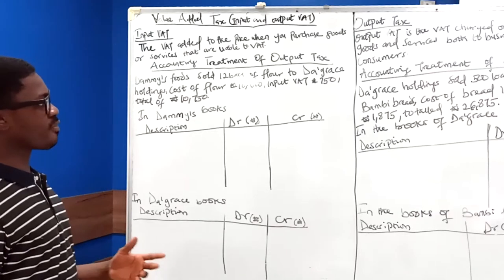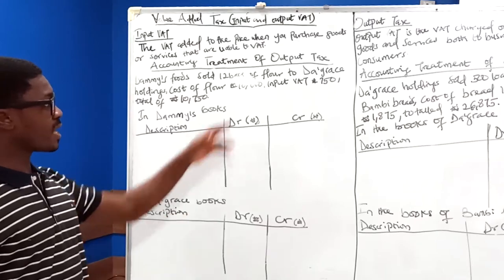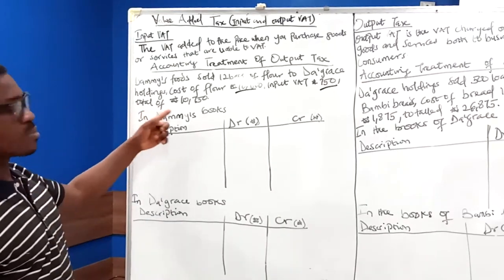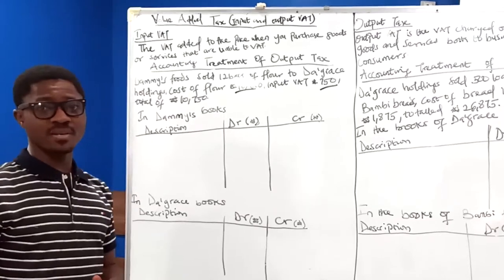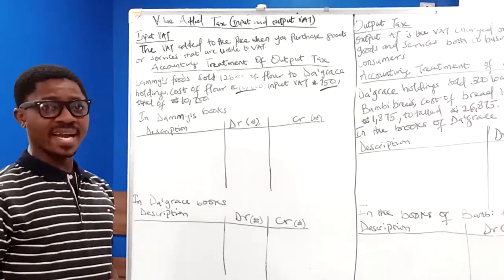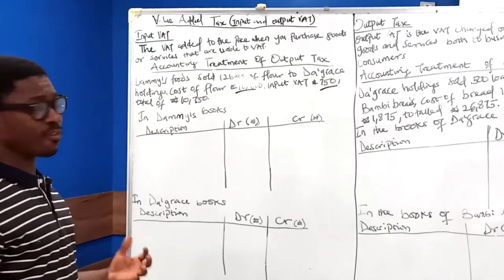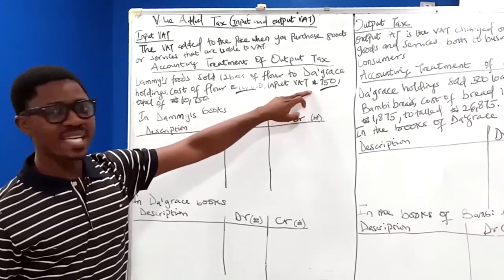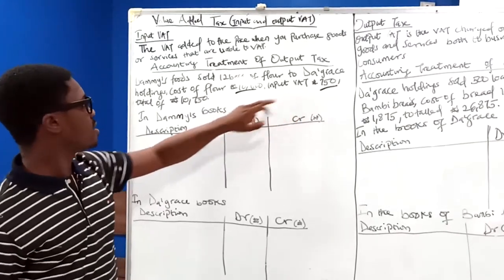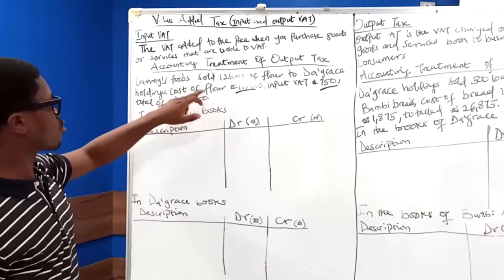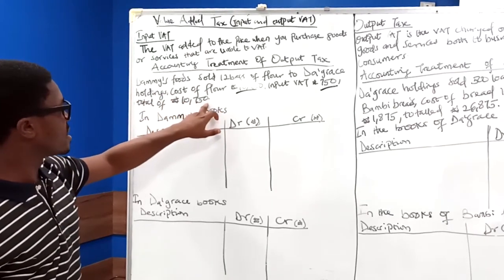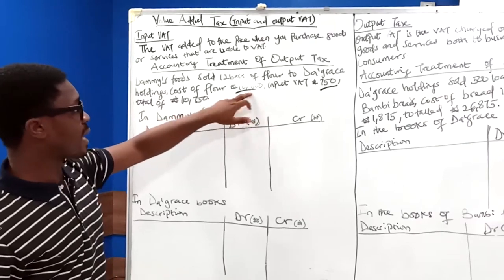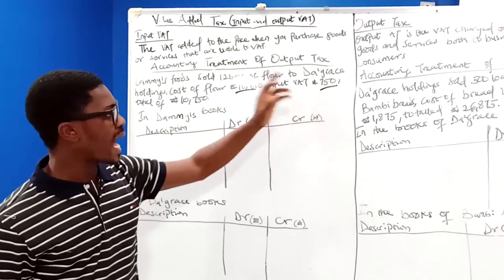Dami's Food sold 12 bags of flour to Dagwes Holding. Cost of the flour is 10,000 naira. The input VAT is 750 naira. The total price is now 10,750 naira. The first thing we need to look at here are the accounting entries. Before we look into the accounting entries, the first thing we take note of here is that 10,000 naira is the contract sum, and the input VAT is 750 naira, while the total charged to the holding is 10,750 naira, meaning that this 10,750 naira is the contract sum, which is the cost of the flour plus the VAT, input VAT. Now, how do we treat this?